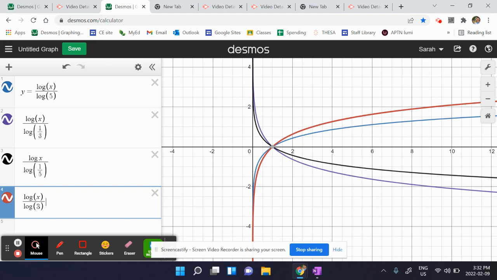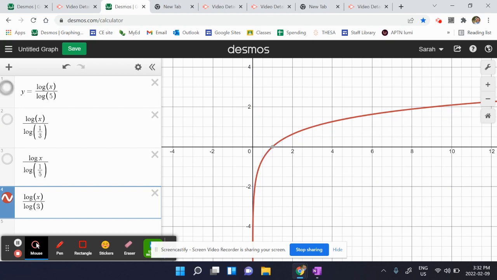Okay, so you should have a graph that looks like this. The first one is log base 3 of x. Then we have log base 5 of x. Notice that they both go through this point right here, (1, 0). Okay? Why is that? Because x to the power of 0 is 1.